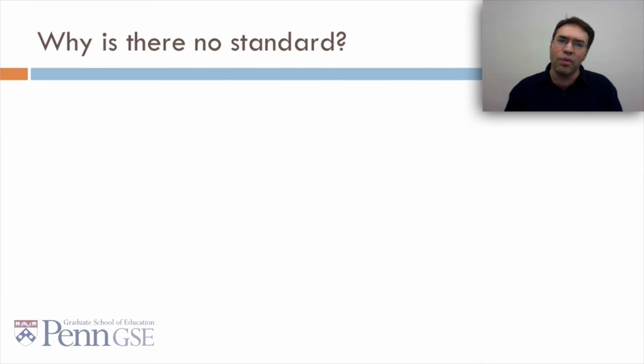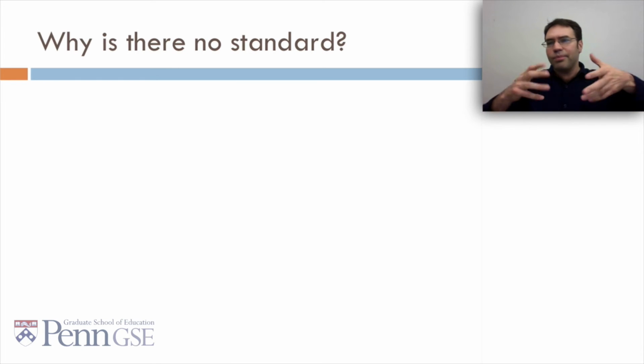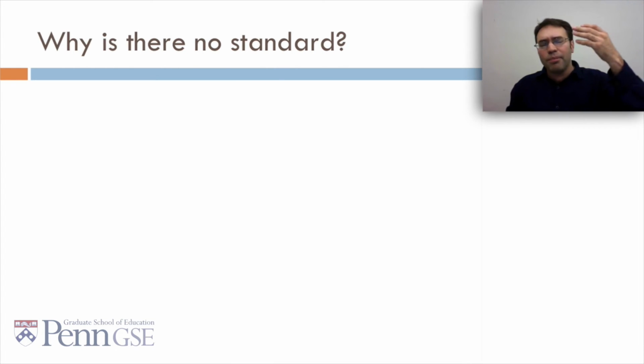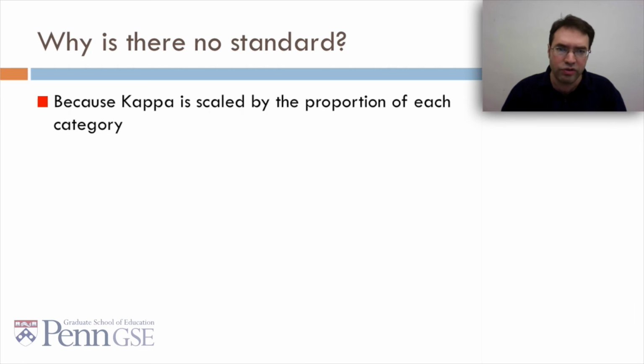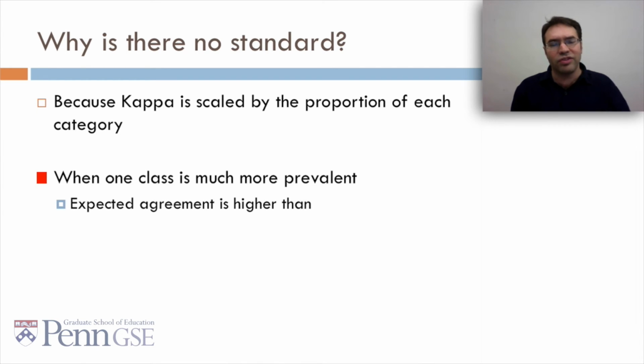Why is there no standard? Why can't people just say, yes, 0.4, that's my magic number, or 0.8, that really is what we should use? Well, in fact, people do often say 0.8, that's the magic number, you have to be above 0.8. The problem is that kappa is scaled by the proportion of each category, so you really shouldn't be looking for magic numbers, because in fact kappa is influenced by the dataset you're in. When one class is much more prevalent, expected agreement is going to be higher than if the classes are evenly balanced, so it's harder to get a good kappa in very imbalanced data.